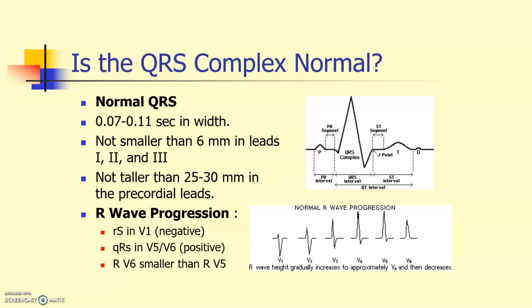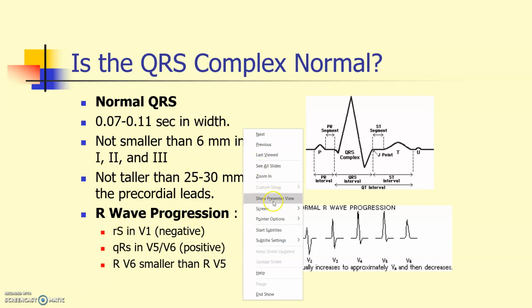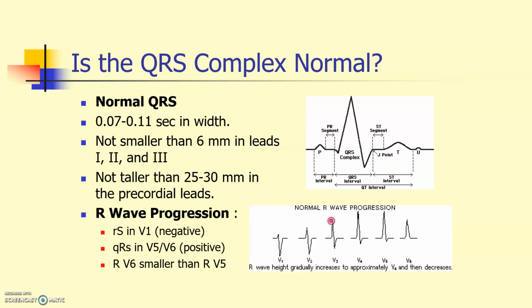In the precordial leads, you see something called R wave progression because of where each precordial lead looks at the heart from. So it goes from predominantly negative in V1 to positive in V5, 6, and usually V5 is a little bigger than V6. That pattern, as you see on the slide, is what we call R wave progression. This is R wave progression.